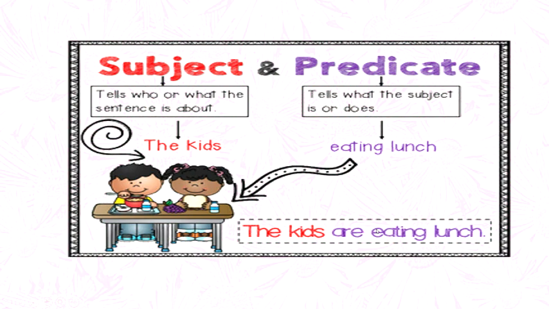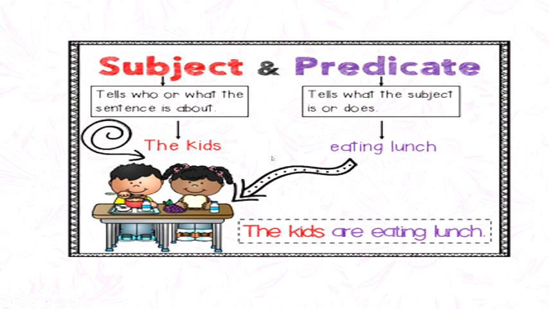The kids are eating lunch. So children, what is this sentence about? Who is this sentence about? Or I should ask you, who is eating lunch? Yes, the answer is so apparent. The kids. The kids are eating lunch. So we are talking about the kids in this sentence. And that is why these two words, the kids, become our subject. Alright? Now let us move to the predicate part of the sentence.